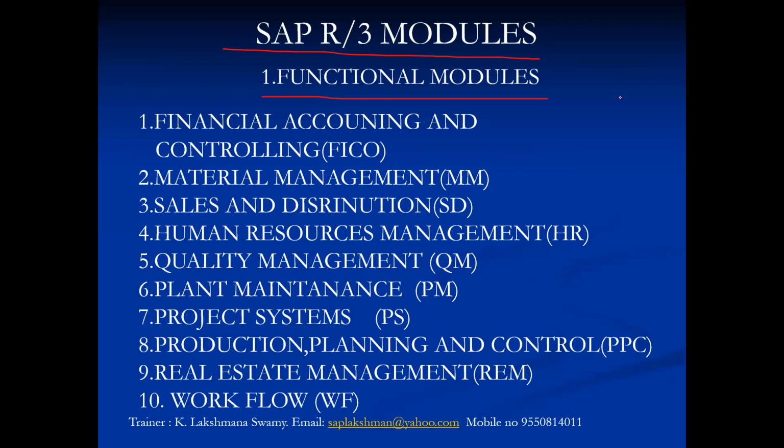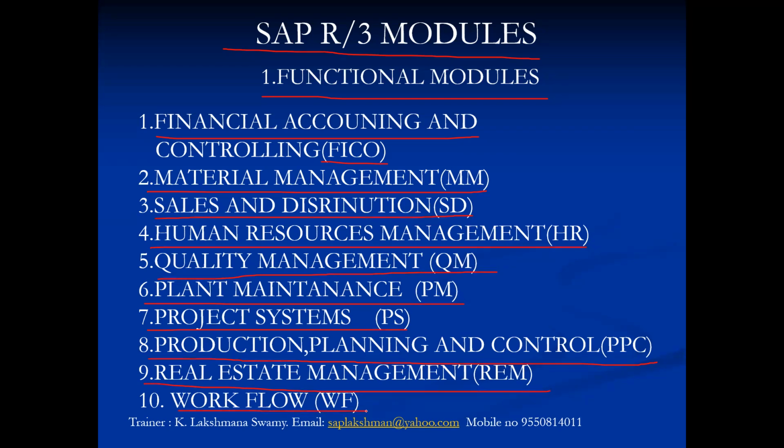Under the functional modules, we have financial accounting and controlling, which is simply called FICO. Then we have materials management, MM, sales and distribution, SD, human resources management, HR, quality management, QM, plant maintenance, PM, project systems, PS, then production planning and control, PP, right? Real estate management, REM, workflow, WF, then FSCM, financial supply chain management, et cetera. Like that, on the functional side, there are nearly 24 modules.